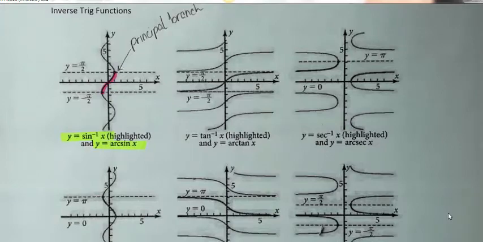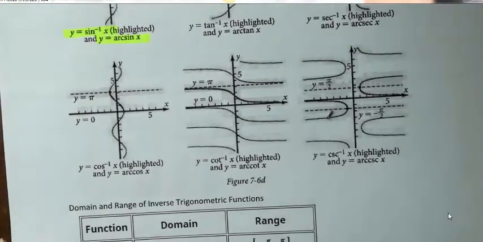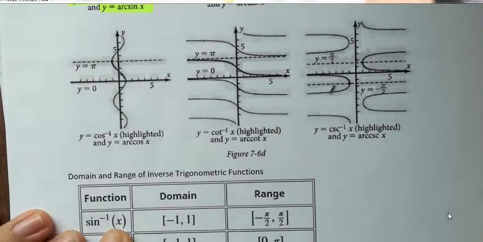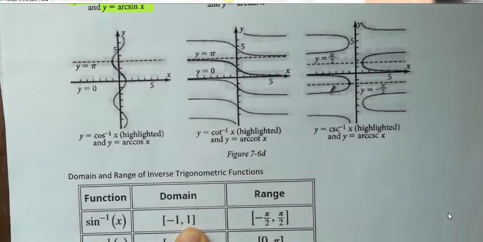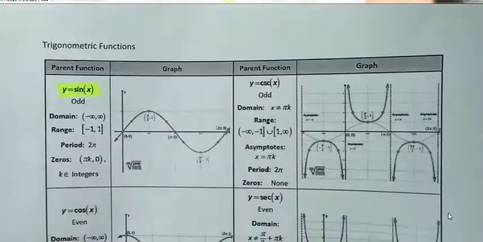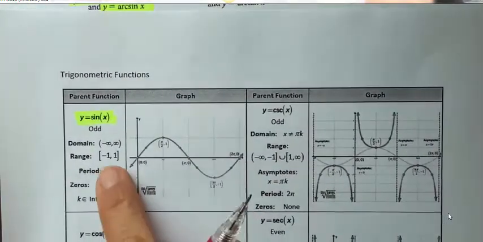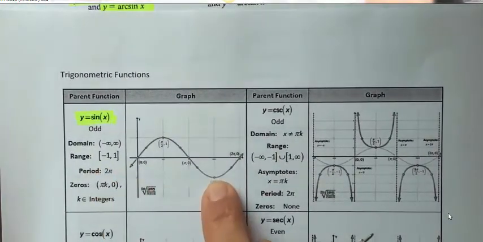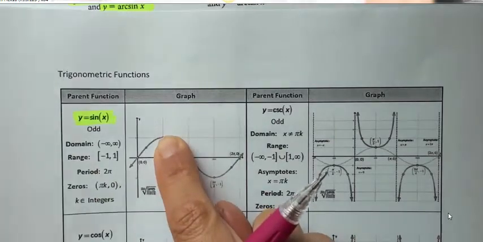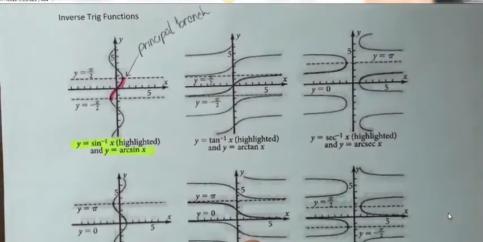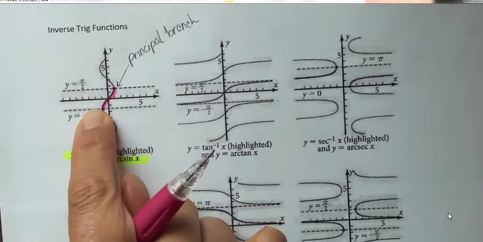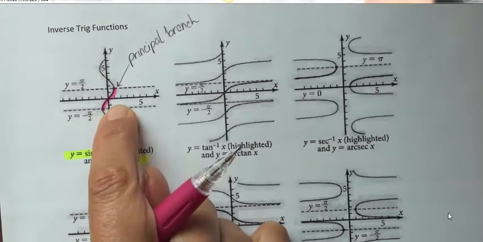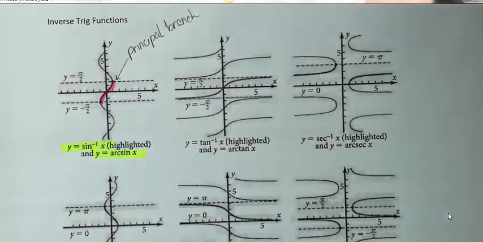Okay, and then notice that the domain, so this is important stuff down here, the domain for sine inverse goes from negative 1 to positive 1. Well, guess what? Originally, in the original function, the range went from negative 1 up to positive 1. So now we go from negative 1 over to positive 1 along the x-axis because everything's been switched.